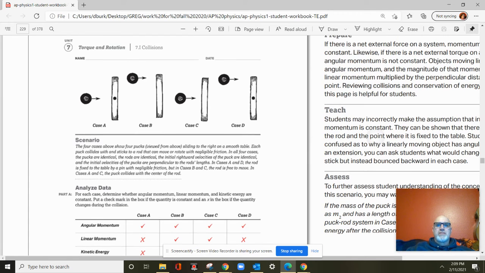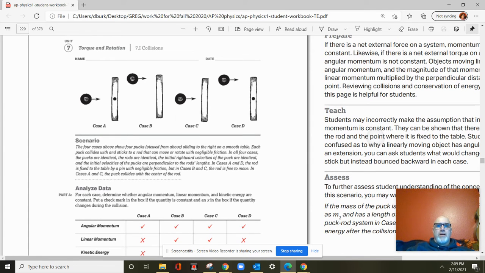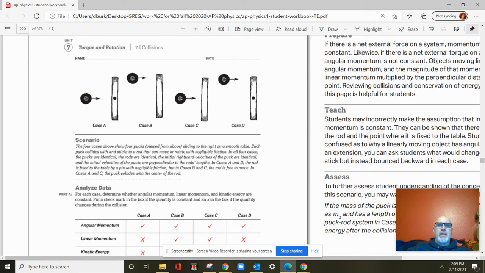Collisions. Wow, this looks like that stuff from Khan Academy. I'm just looking at pictures. It looks like we have a round thing that's going to hit some rods. In case A, it's going to hit A, B, C, D. Okay. 4 pucks sliding to the right on the smooth table.